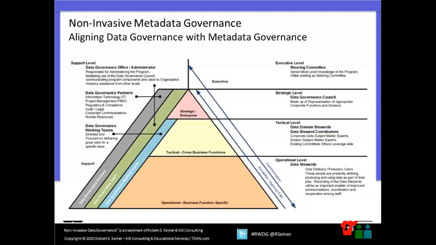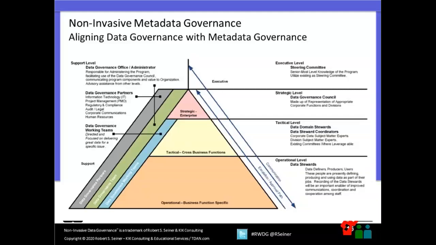On the left-hand side, we can see that there needs to be somebody who's responsible for managing the data governance and managing the metadata and managing the processes associated with the metadata. And those people could be your metadata administrators, but let's also talk about data governance partners. IT is producing a lot of metadata. Project management, regulatory and compliance, there's a lot of metadata coming out of these groups.